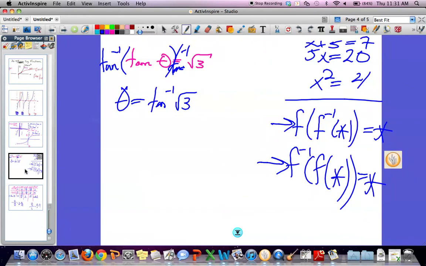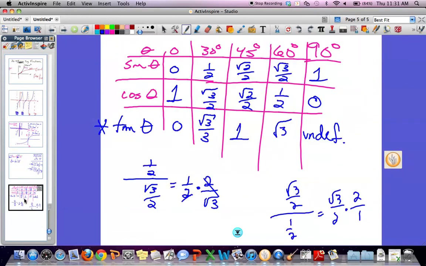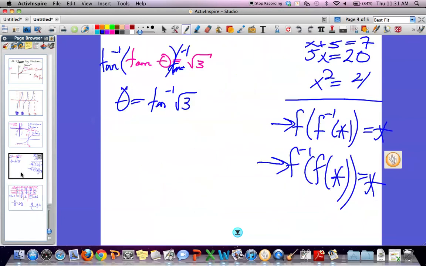This is also a nice one. We know that the square root of 3 is right here. So I know that my angle has to be 60 degrees. So theta is 60 degrees. Or we would say pi over 3. If you do it on your calculator, let's try a couple of these.